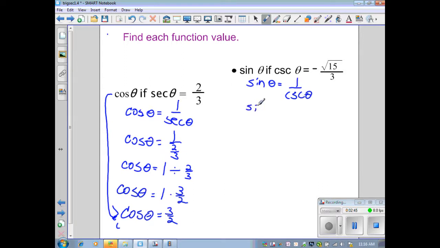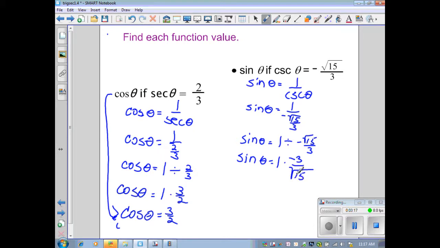So here, sine theta is going to equal 1 over the negative square root of 15 over 3. Sine theta will equal 1 divided by the negative square root of 15 over 3. Sine theta will equal 1 times the reciprocal, a negative 3 over the square root of 15. So sine theta is equal to a negative 3 over the square root of 15.